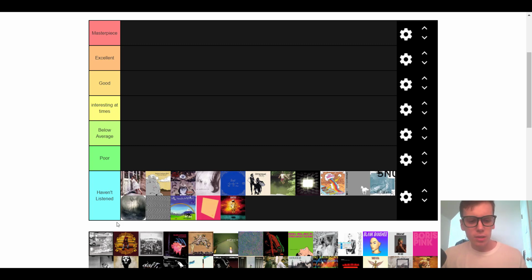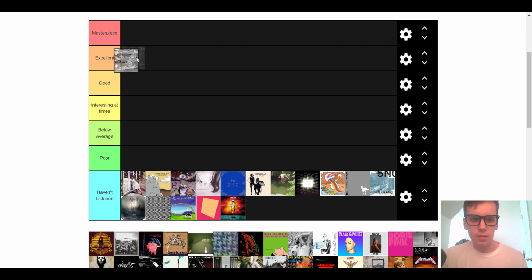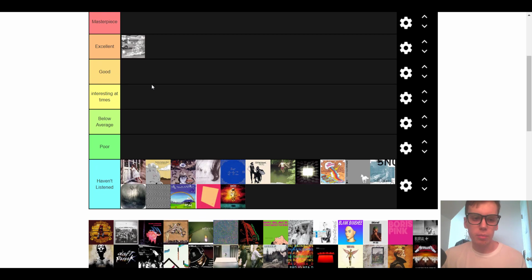So for me, this one is going to fit in the excellent tier, and I think we're probably going to be seeing a lot of these throughout this list. For me, excellent is one that's not quite a masterpiece, perfect through and through. However, it's still a very essential album to listen to. Lots of quality tracks, but maybe some misses here and there. And I think that's kind of where, for me, this lies.